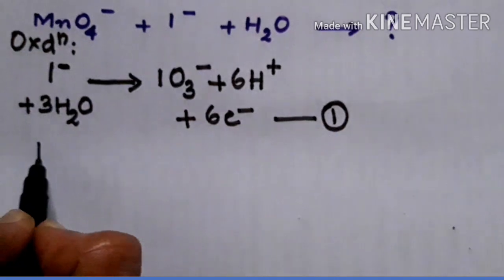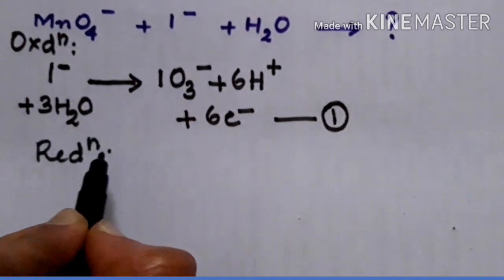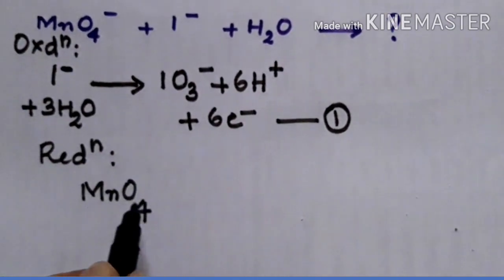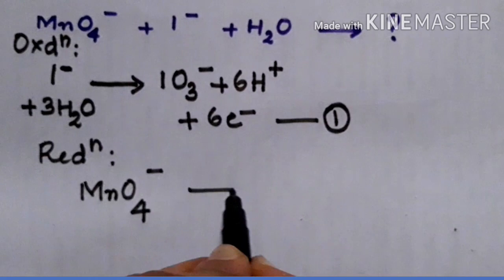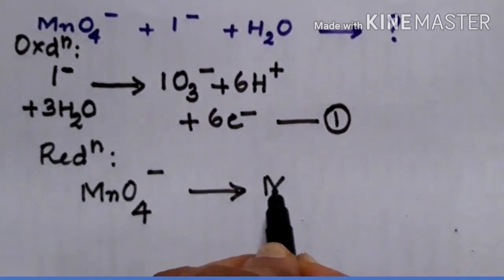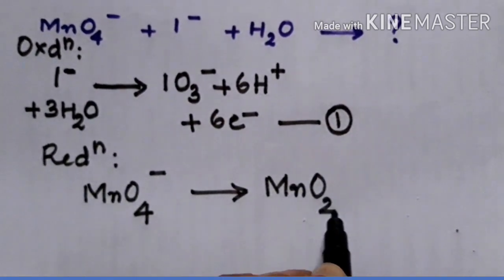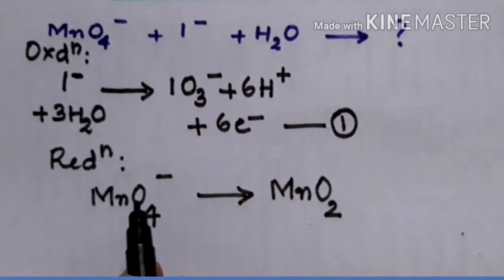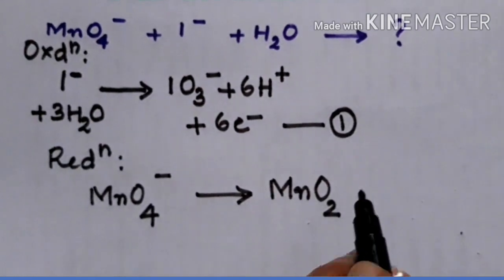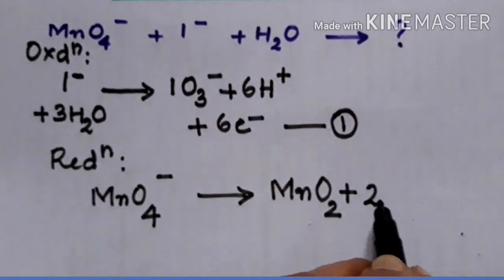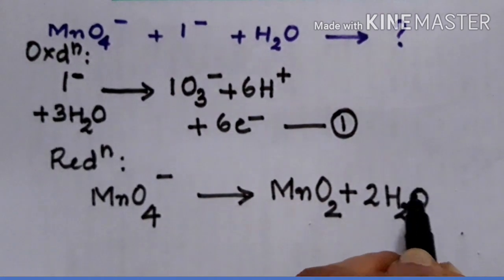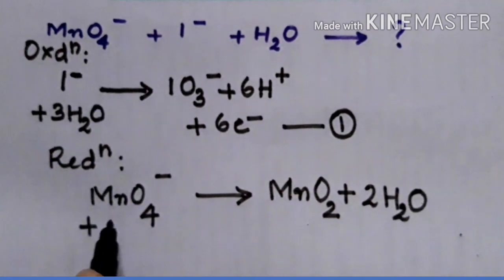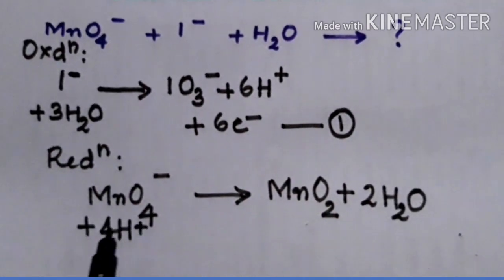Coming to the reduction half reaction. Now what happens to MnO4 minus after the reaction? In neutral medium, MnO4 minus gets converted to MnO2. So what is the change happening here? Mn remains the same. Oxygen is 4 on this side, only 2 on the other. So add the required number of water molecules on the right side. So here we have 4 hydrogens extra. That means 4 H plus are to be added on the left side.